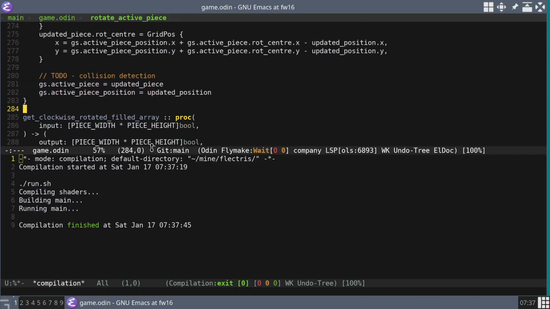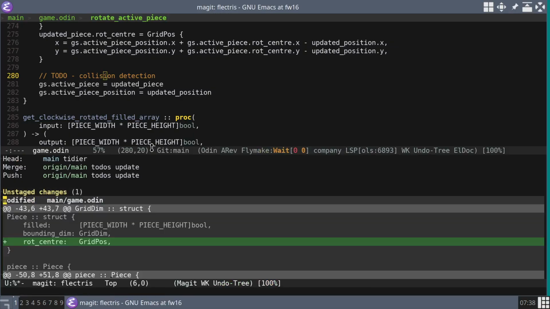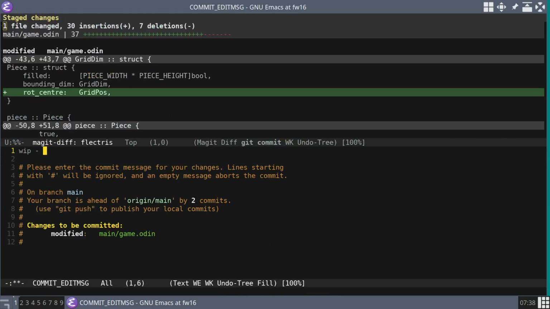And we still need to add collision detection. So when we get our updated position we want to go to, we need to check that it's a valid position before we do it, because otherwise you can get into weird states. But that said, I'm going to do a quick little checkpoint commit. And then I want to go and check that if I add a non-zero rot center, that things still work. Let's go ahead and say work in progress. Toward piece rotation.